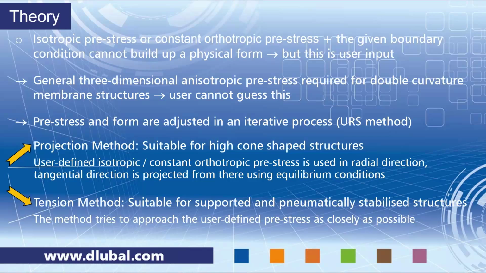But there's the trouble, as a user, you can only know isotropic or orthotropic prestress, you cannot estimate a general three-dimensional prestress. That's not possible. So that's why we are using an iterative process. What it does, it adjusts the prestress in each step of iteration. So the prestress is adjusted, then the new form is calculated, and in the second step, again, the prestress is adjusted and the new form is calculated, and so on in an iterative process.